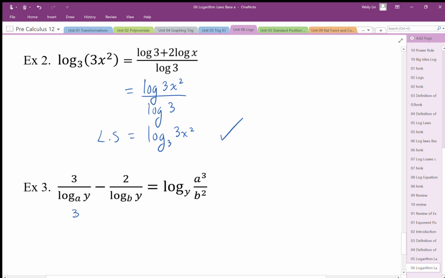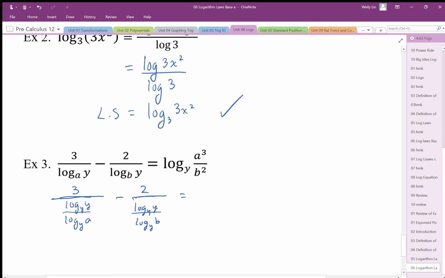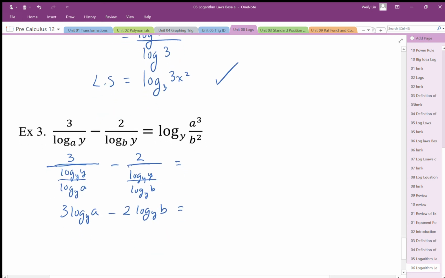So I'm going to start with changing it to base Y. So I'm going to get 3 over log base Y of Y over log base Y of A. So there's my main denominator. I'm going to do the same thing here. Log base Y of Y, and we know that's going to be 1, over log base Y of B. So now we have everything in terms of base Y. This fraction, that's 1. And I'm going to put the fraction in the numerator. So I'm going to end up with 3 log base Y of A minus 2 log base Y of B. And that's starting to look a bit better.